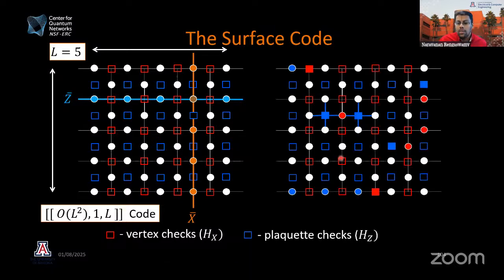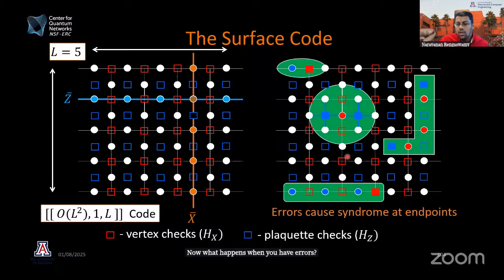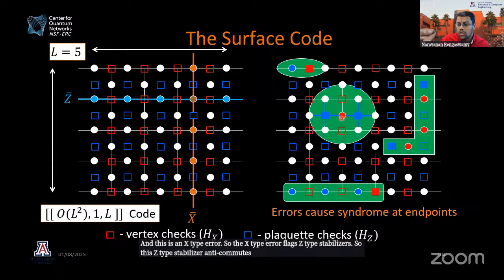Now, what happens when you have errors? Let's say you have errors here. So these circled qubits have errors. This is a Z-type error, and this is an X-type error. The X-type error flags Z-type stabilizers. This Z-type stabilizer anti-commutes with this X error, and so you have a -1 syndrome here. Similarly, this Z-type stabilizer anti-commutes as well, so you get a -1 syndrome.